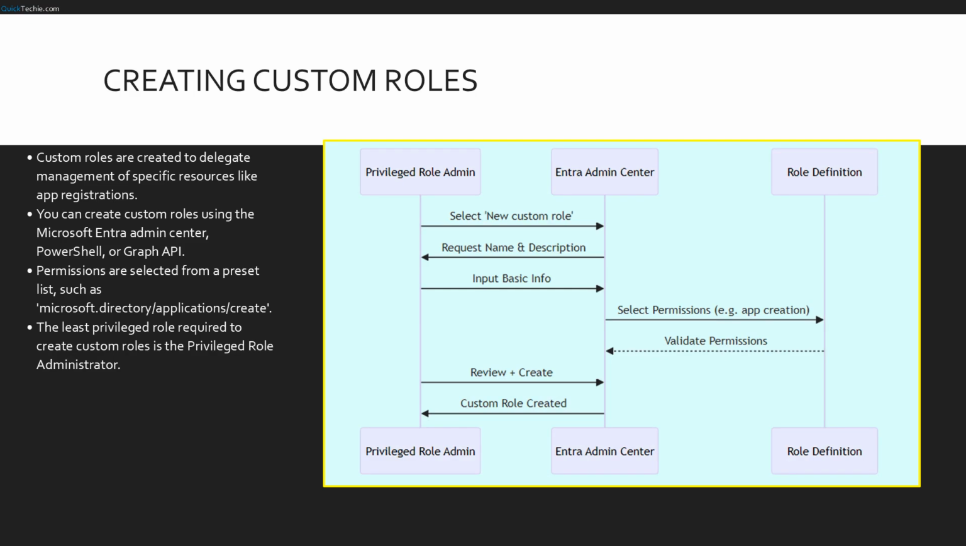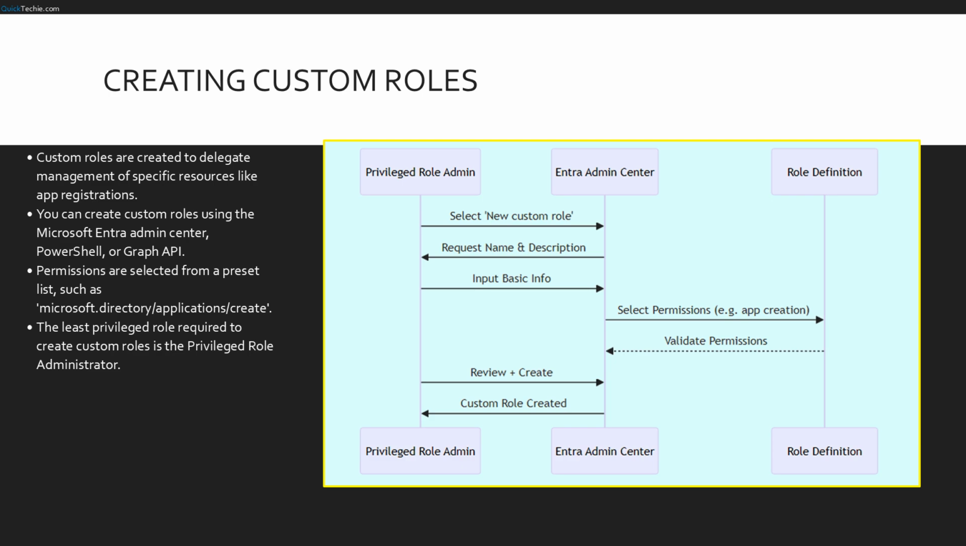Let's explore how to create a custom role. A common use case is delegating the management of app registrations without giving full application administrator rights. You can create these roles via the Admin Center, PowerShell, or the Graph API. When defining the role, you select specific permissions, such as the ability to update credentials or create applications. For example, you might select microsoft.directory/applications/create. To perform this action, you must be signed in with at least the Privileged Role Administrator role. This ensures that only authorized admins can define new privilege sets.